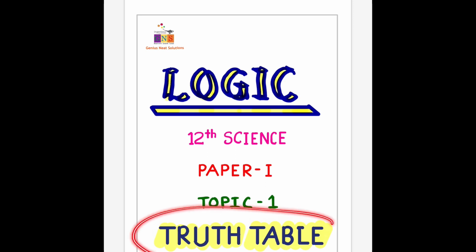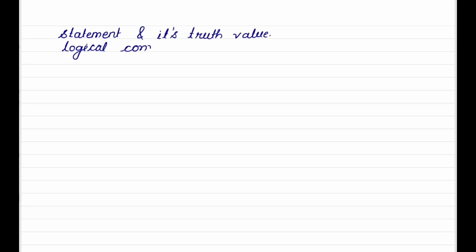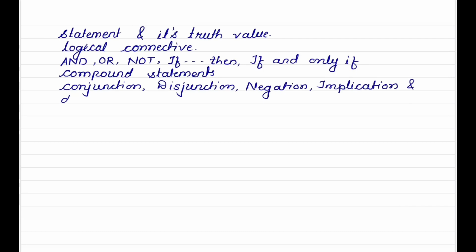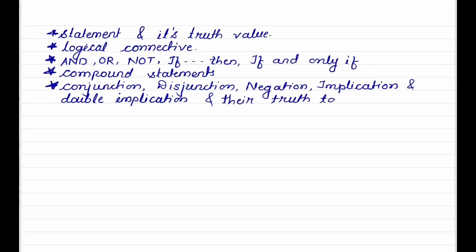Today we will see how to prepare truth table. In the previous video, we studied statement and its truth value, and logical connectives, for example and, or, not, if then and if and only if. Also we studied compound statements: conjunction, disjunction, negation, implication and double implication. Also we have seen their truth tables. Let us review the truth table for all compound statements.